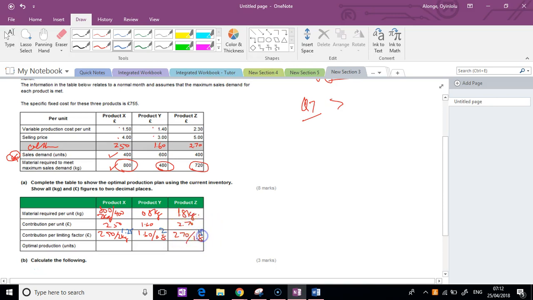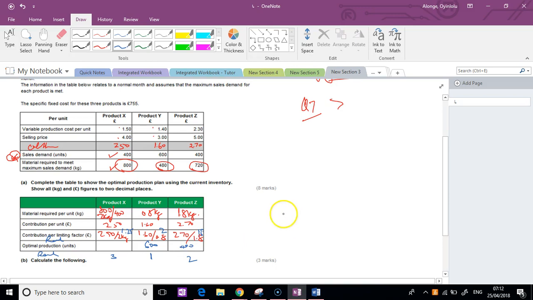Ultimately, you should have another column, technically like rank. When I say rank, who should I make first? You always make first the one that gives you the highest contribution per limiting factor. You make Y first, then Z, because that's 2, that's 1.5, and that's 1.25. If we're making product Y first, we have 1,600 kilograms, so we can make 600 units, not a problem. Then we still have capacity for Z, so we can make the 400 units.